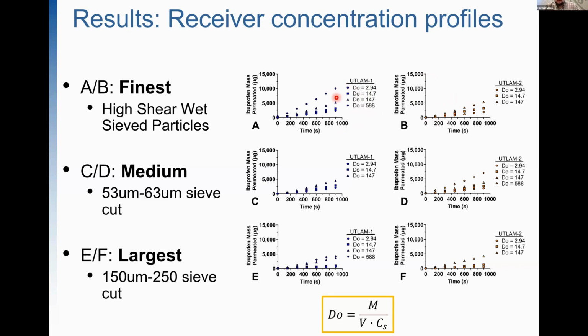The general trend is that smaller particles have a larger total permeated mass at the end of the experimental time frame, and also have steeper slopes. So this top row is our finest particles that are dissolving and permeating through the PDMS membrane. This is our intermediate or in-between particles, and then this is our largest particles. And of course, we see an increasing flux across as the dose number goes up, or the dimensionless amount of material that's in the system.